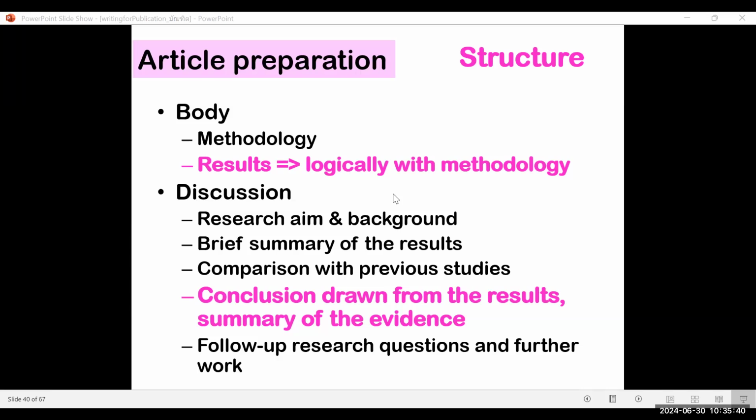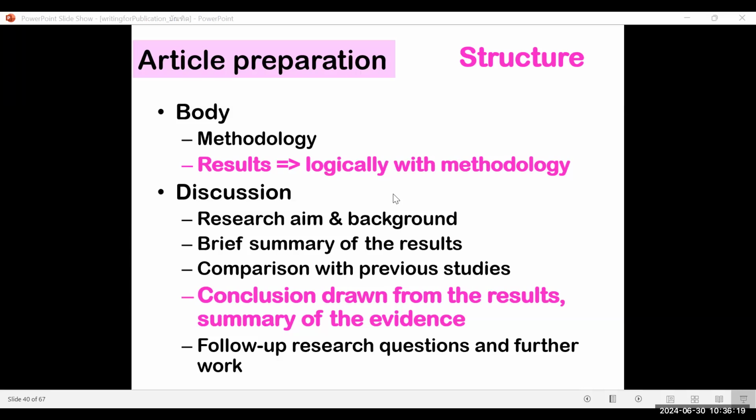Make it into a summary of the findings that you have found in your result, and check whether it reflects the background and rationale that you would like to address. And don't forget to discuss with previous studies, because this part is the discussion part. So you need to compare logically with different studies that other researchers have done.